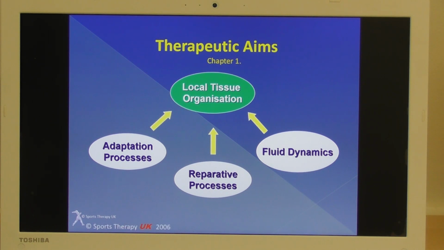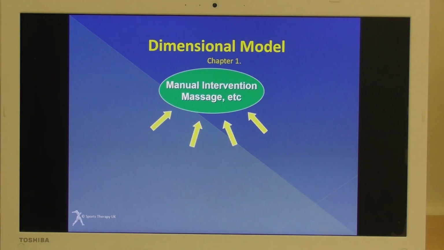We as soft tissue therapists can obviously help that reparative process, so we think about the repair that's going on, think about the injury that's occurred, and how we can intervene and help our clients get back to day-to-day activities or their sporting as quickly as possible.